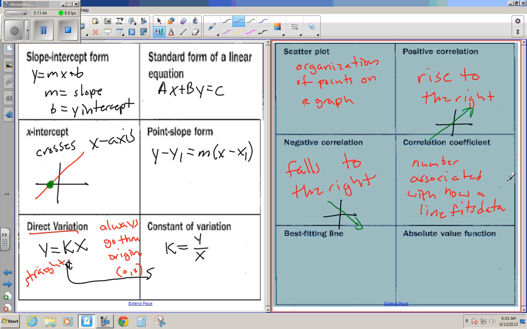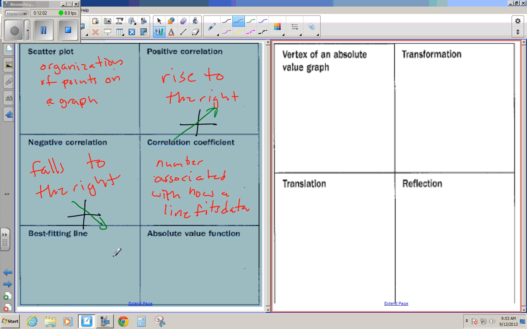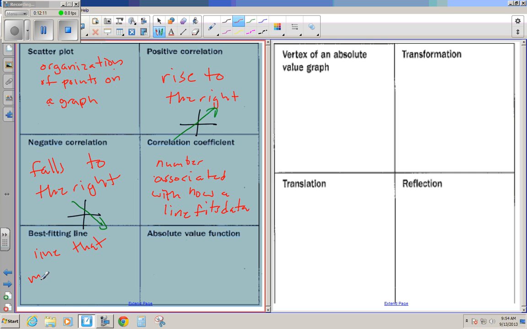So in a scatter plot, you'll have a bunch of points. Draw a line through those points, and the correlation coefficient is how close the points are to that line. A best fitting line is the line that matches the points in a scatter plot.